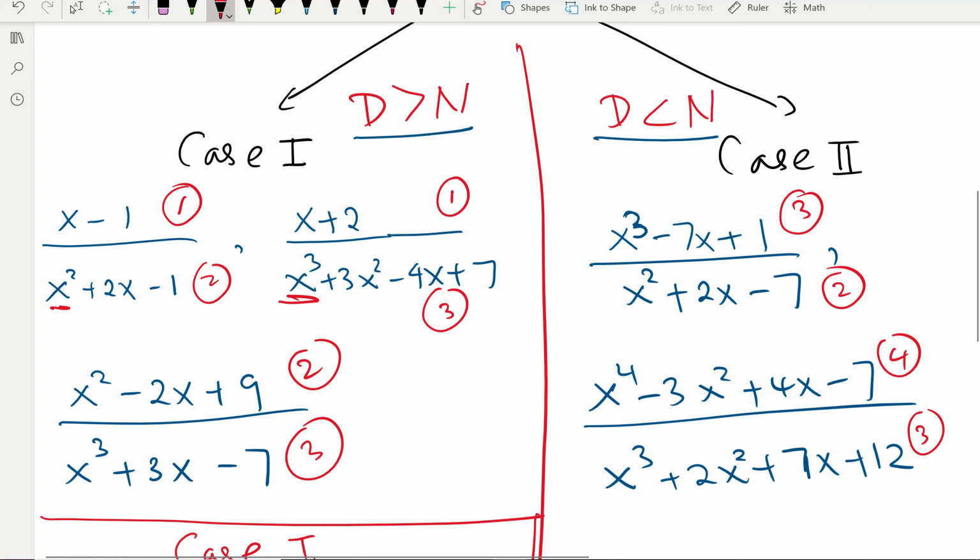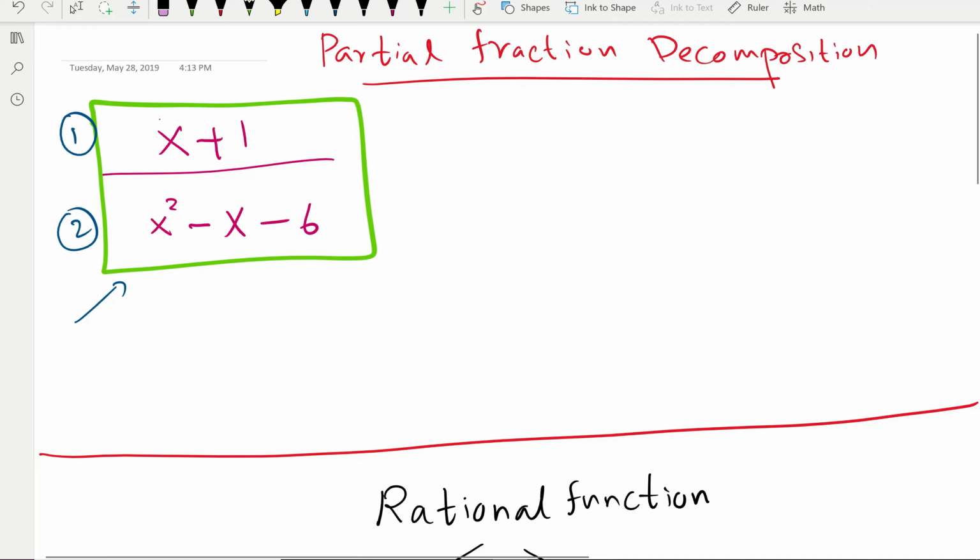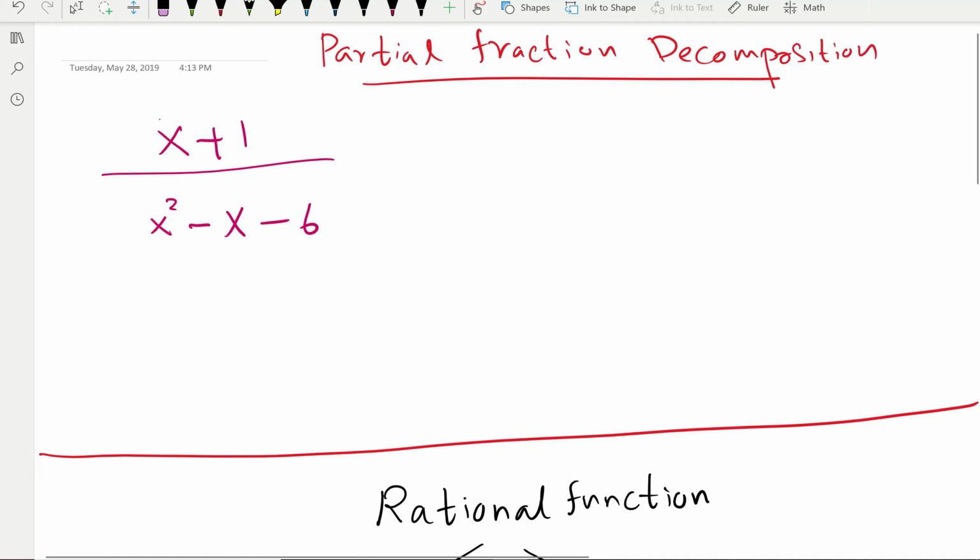Okay, so starting from this video, I will first address case 1. I will teach you how to do case 1. Alright, so let's go to case 1. Well, we have a perfect example. Let's pretend that we don't have this answer. So this is case 1, right? The denominator is larger than the numerator.